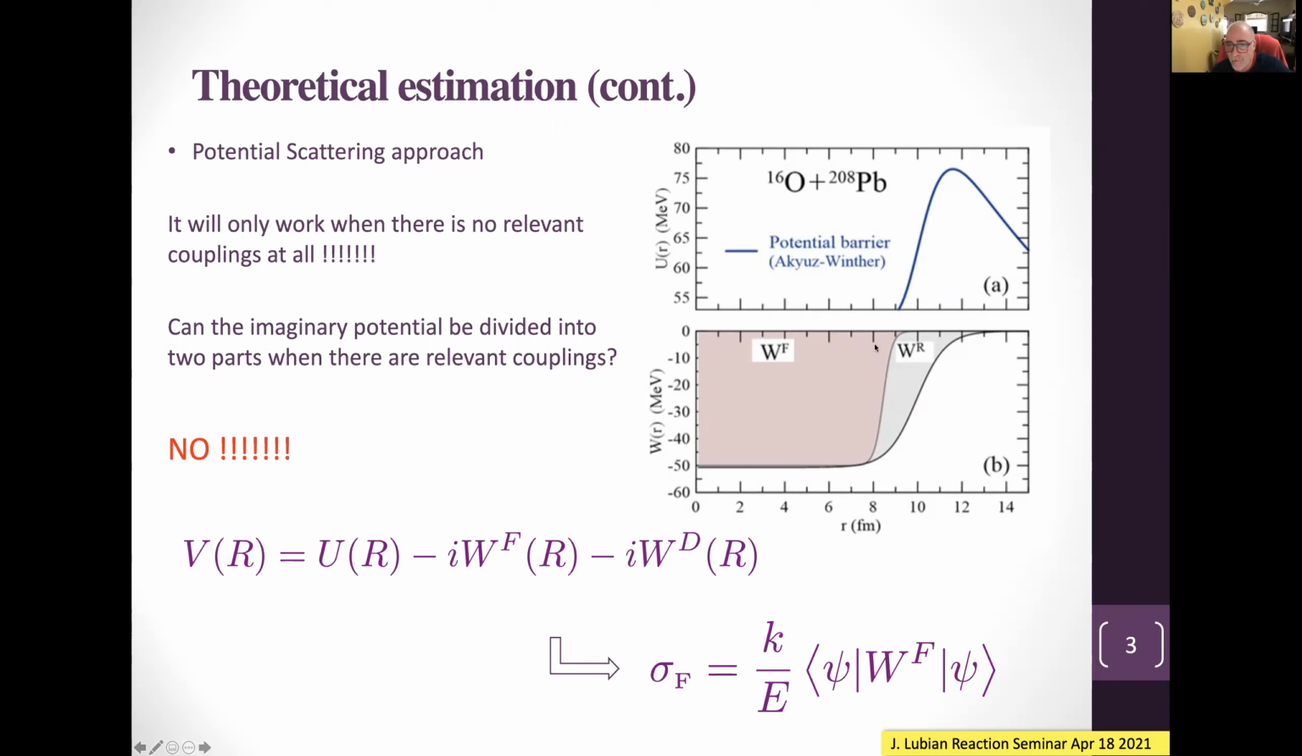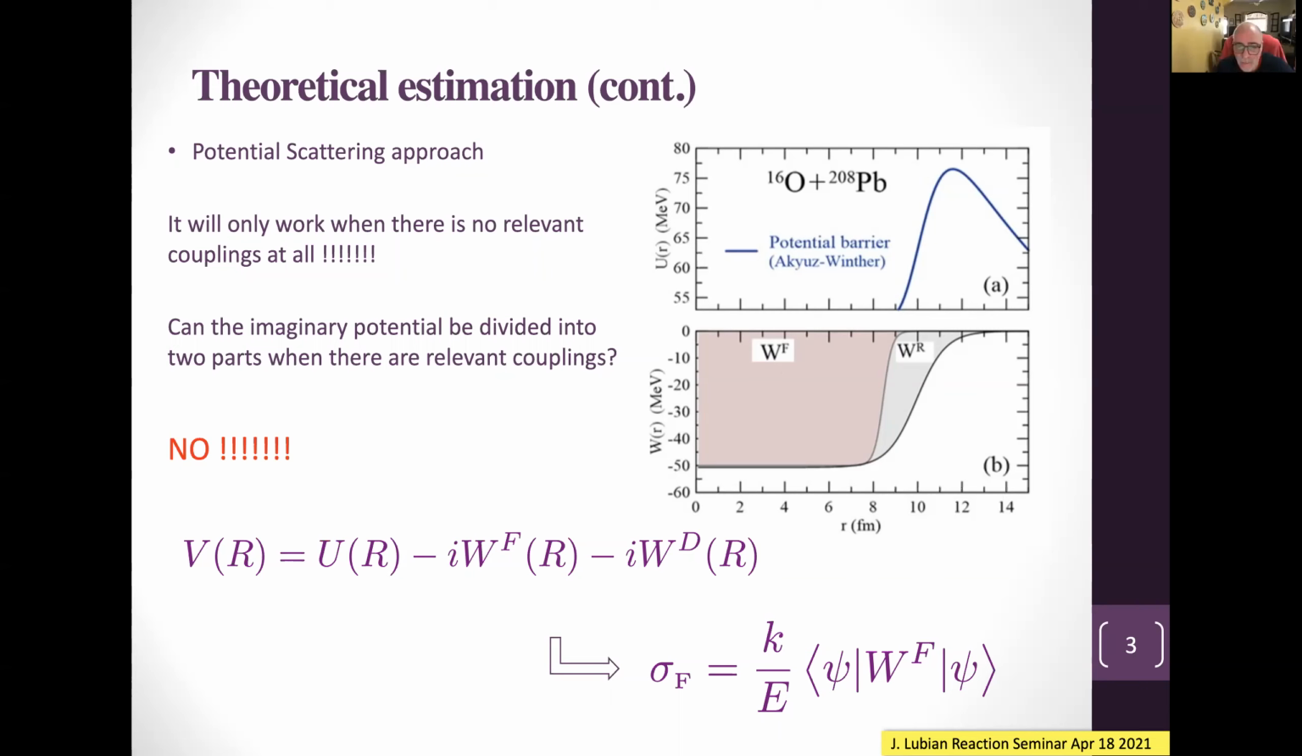The reason is that as we have a surface imaginary potential, it will absorb almost all the flux, and almost no flux will arrive in the internal part of the barrier. This is if we take a short range imaginary potential.